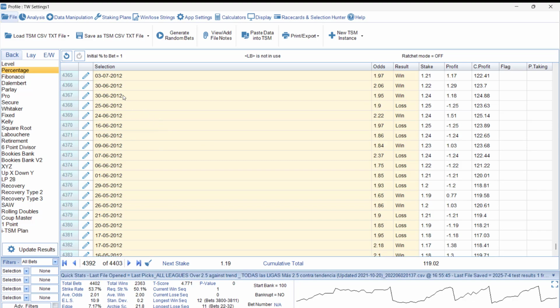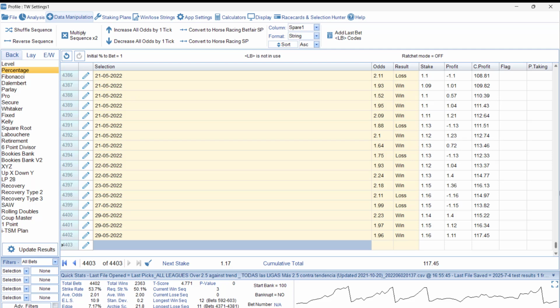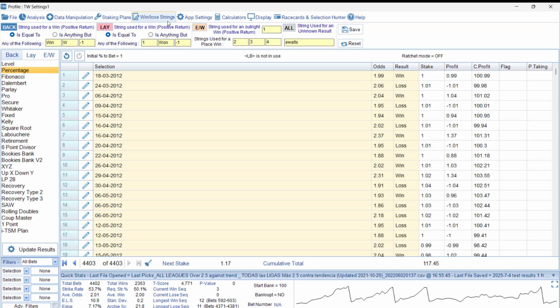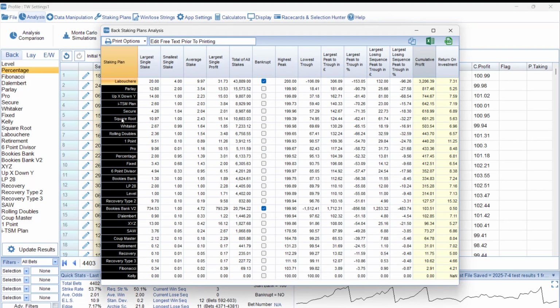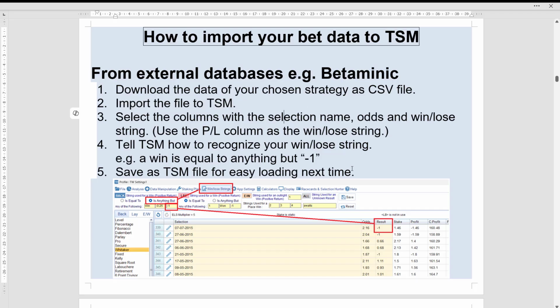And one reason I do like to use the date as the selection name is so I can check if it's in order, and I can see that this is actually the wrong way around. It's starting with the new bets and going to old bets, so I can just go to data manipulation, click reverse sequence, and good, it's now in order. Brilliant. Just to double check, the win-lose string is equal to win, and that's win, no problem. So already it's set up, and we can compare that and find what staking plan works best for us. Very simple. So Betaminic data works really easily.